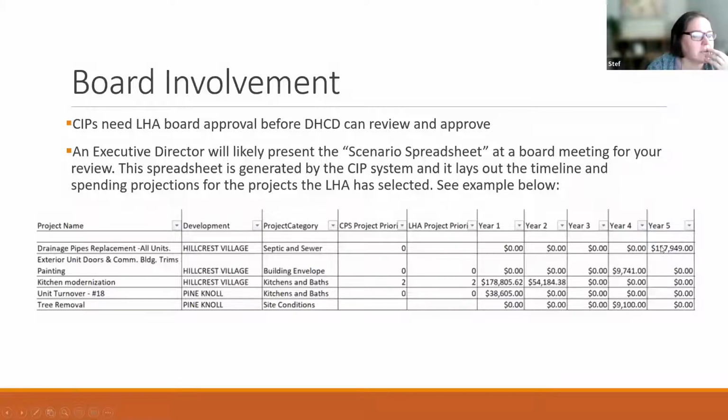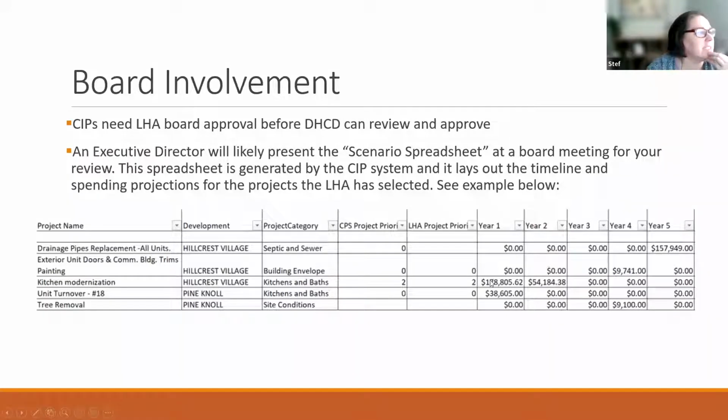You can see that it's here in year 5. And the priority projects, if you look down, kitchen modernization and unit turnover, are projected to spend in year 1. So you can see that those 2 projects are in year 1, and they are the highest priority for the housing authority for that year.